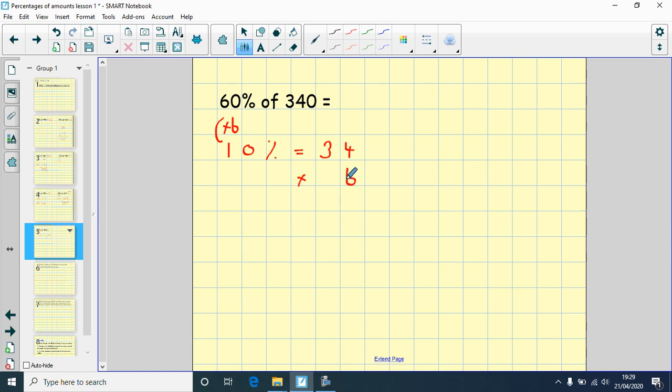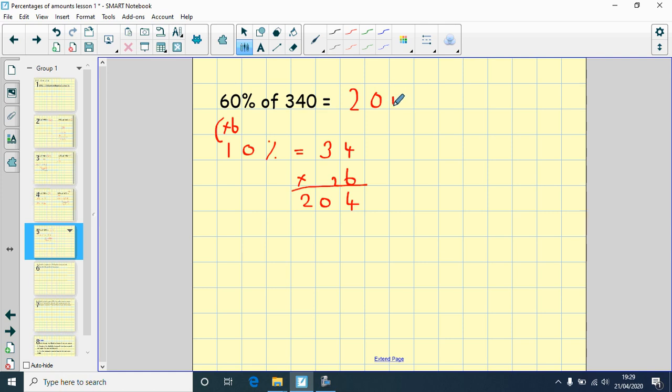Times by 6. 6 times 4, 6, 12, 18, 24. So 4 there, a little 2 there to add on. 6 times 3, 6, 12, 18. Add 2, 19, 20. The answer would be 60% of 340 is 204.